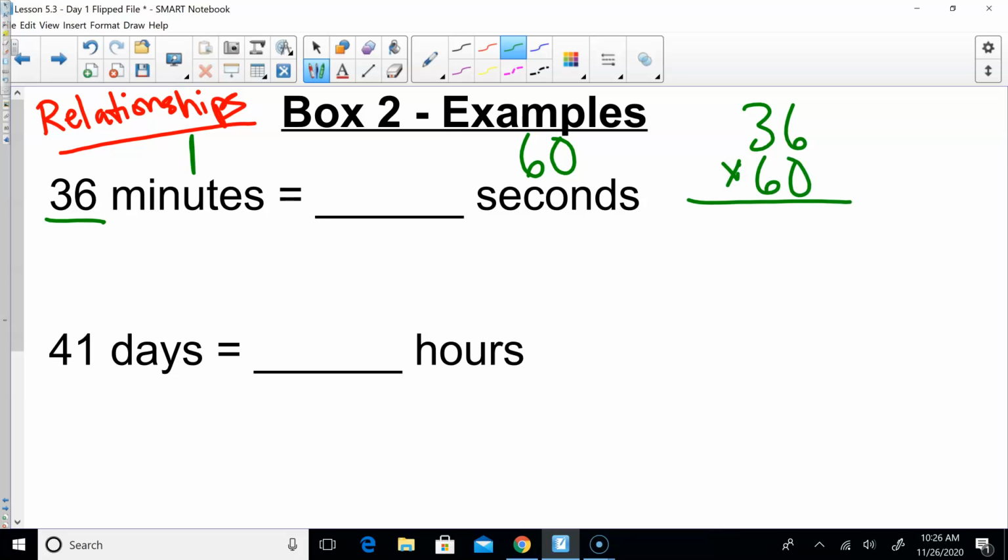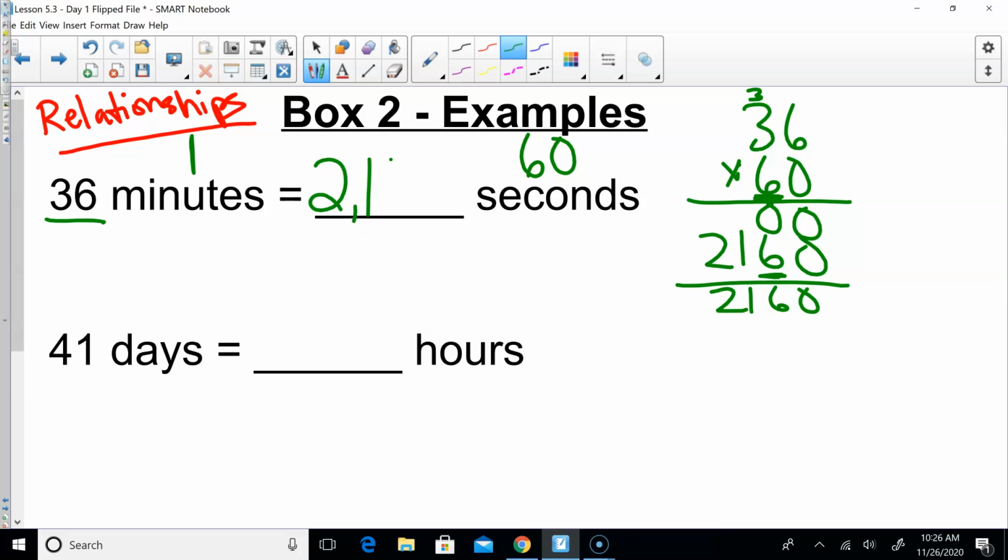Since it's a two-digit number, I'm going to have two lines. 0 times 6 is 0, which is nice. 0 times 3 is 0, so I have a whole line of zeros. And now I'm starting my tens place value. I start right here, so I put a 0 in the 1s place. 6 times 6 is 36, so I put the 6 and carry the 3 above it. 6 times 3 is 18, plus 3 is 21. Add those two numbers together. That means in 36 minutes, I would have 2,160 seconds.